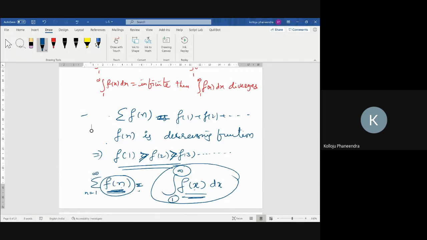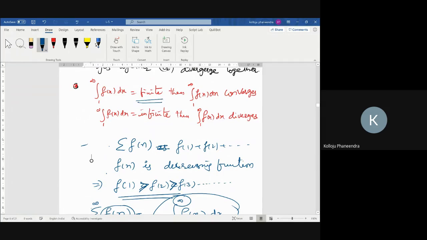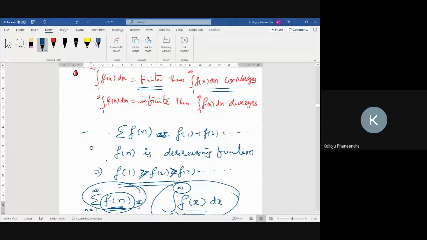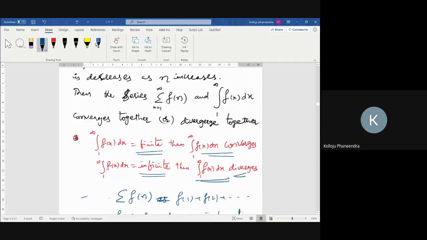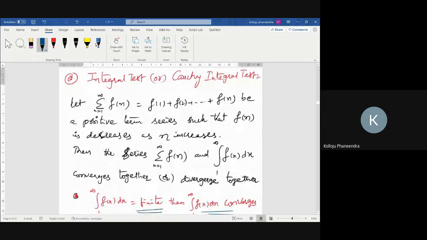Evaluate this integral. If the value of this integral is finite, then the integral is convergent. When the integral is convergent, the series sigma fn is also convergent. When the integral value is infinite, then the integral from 1 to infinity of f of x dx is divergent. When this is divergent, the given series is also divergent. This is the integral test statement.